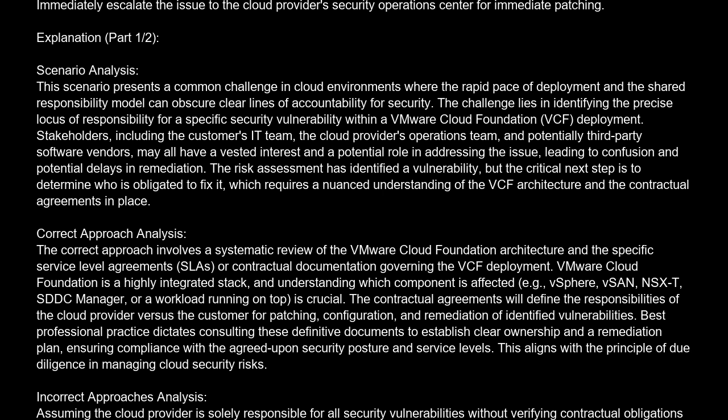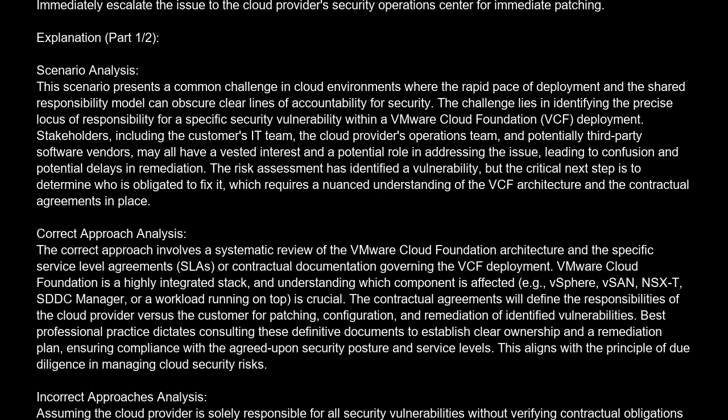The risk assessment has identified a vulnerability, but the critical next step is to determine who is obligated to fix it, which requires a nuanced understanding of the VCF architecture and the contractual agreements in place. Correct approach analysis. The correct approach involves a systematic review of the VMware Cloud Foundation architecture and the specific service level agreements, SLAs, or contractual documentation governing the VCF deployment.